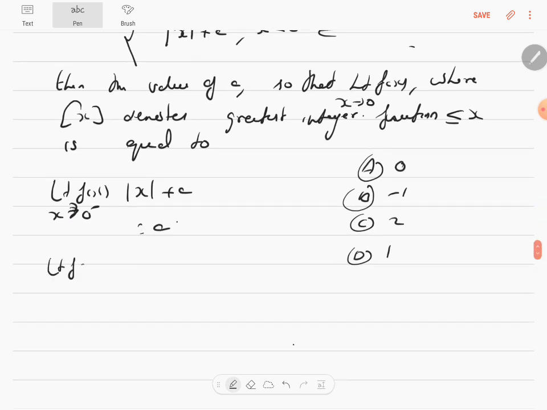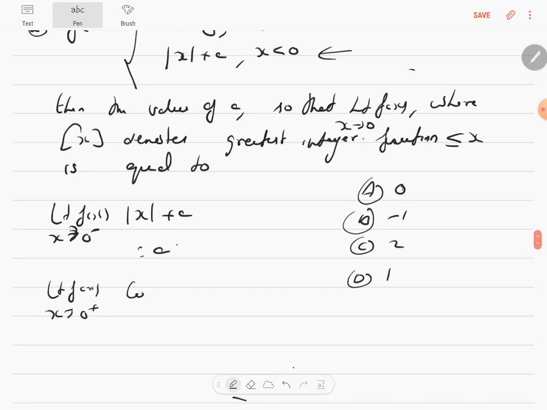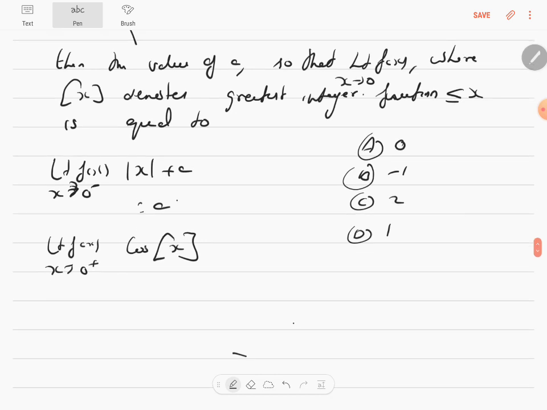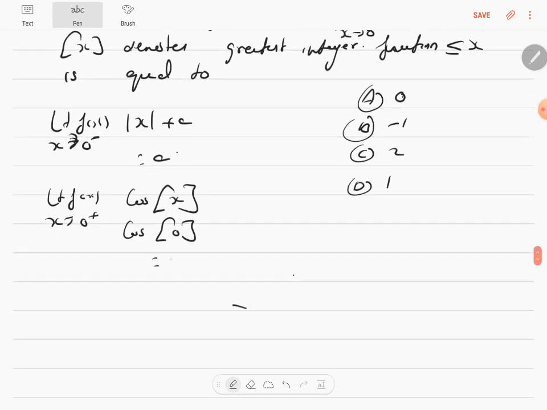And let's do the right hand limit. x tends to 0 from the right. The formula is cos of greatest integer function of x. And you're going to substitute, so it is cos of greatest integer function of 0. That itself is cos 0, and cos 0 itself is 1. And therefore a is equal to 1. Therefore option number D is the right answer.